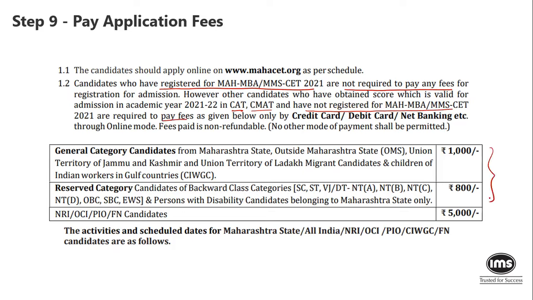So general category is 1000, reserved is 800, but only for Maharashtra state. And if you're an NRI, OCI, PIO, etc., that is 5000. Okay. So for those of you who have taken CET or registered for CET, no payment is to be done. It will show you auto completed. Whereas those of you who are registering for the process and submitting only your CAT or CMAT scores, then you will have to make the payment.